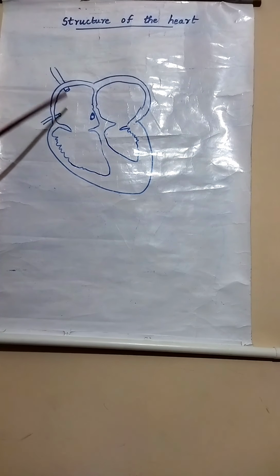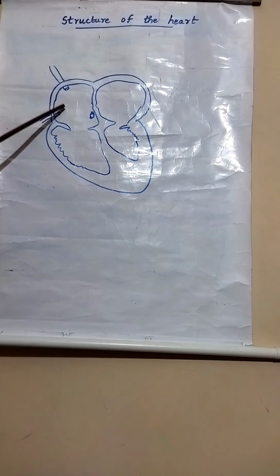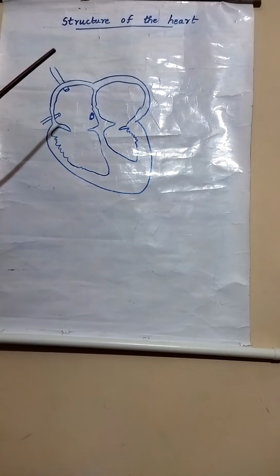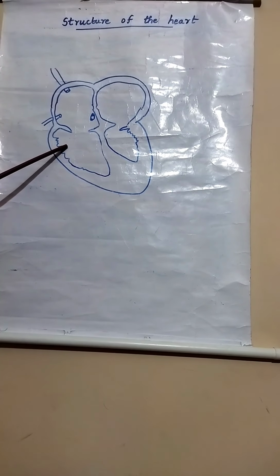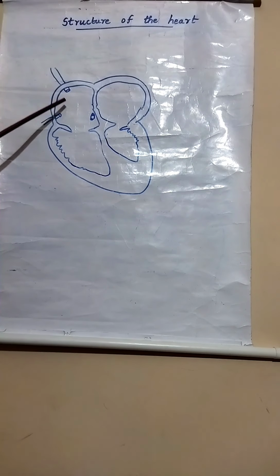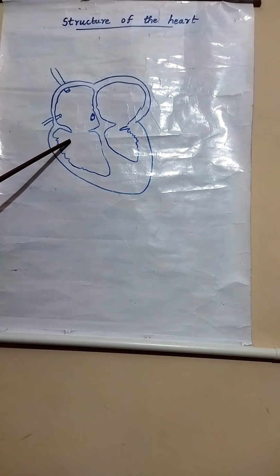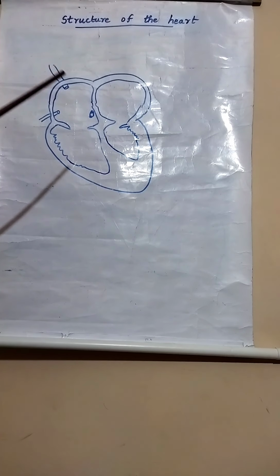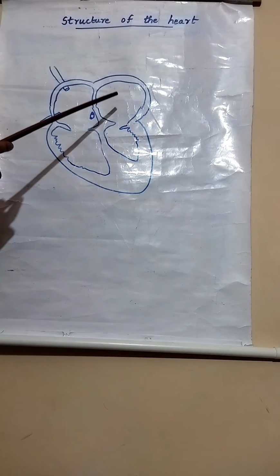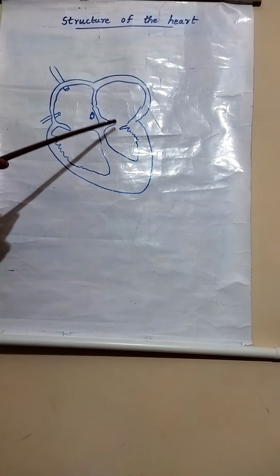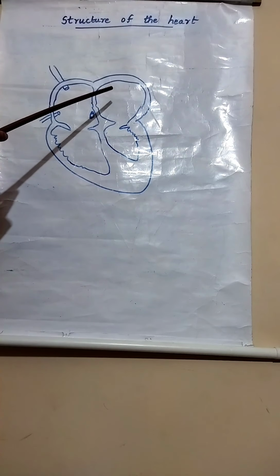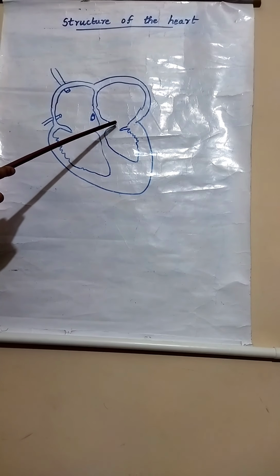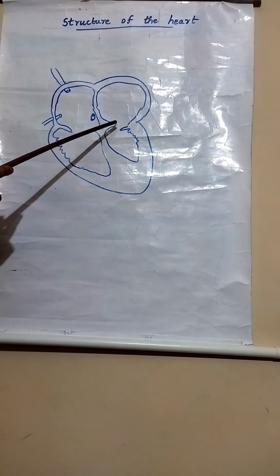Similarly, there is a separation between the right auricle and the right ventricle. You call it the right auriculoventricular septum. Septum means cross wall. Here again there is a separation or a septum which divides the left auricle and the left ventricle. It is called the left auriculoventricular septum.